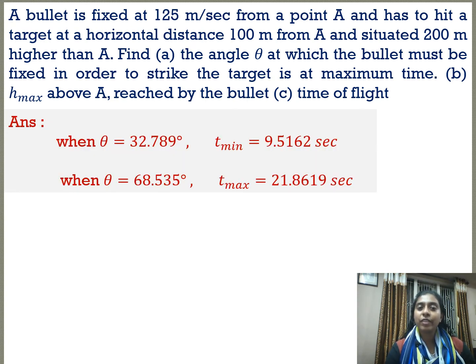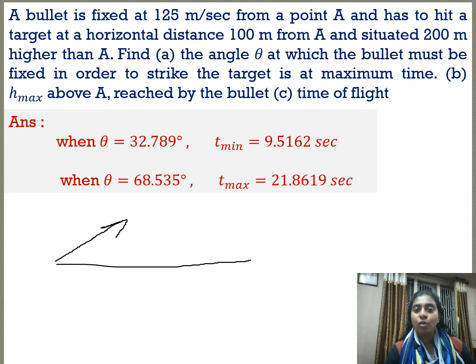Similar to the previous problems, a bullet is fired at 125 meter per second from point A. It has to hit a target at a horizontal distance of 100 meter from A and situated 200 meter higher. So this y is 200 meter, x is 100 meter. So your projectile will be like this.